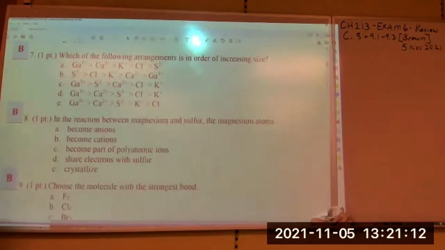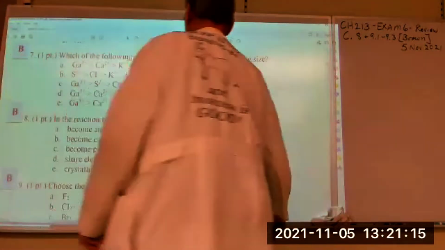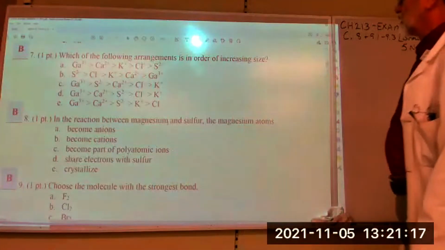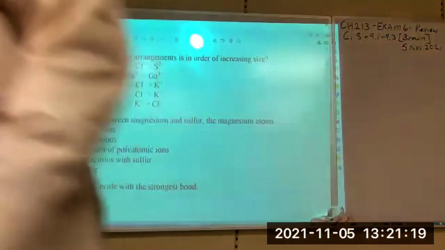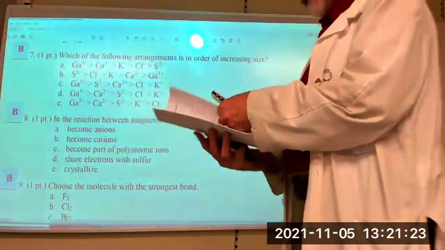Increase. Now here's another one. Arrange these in order of increasing size. Let me see what the explanation we have here. Let's look at 6.